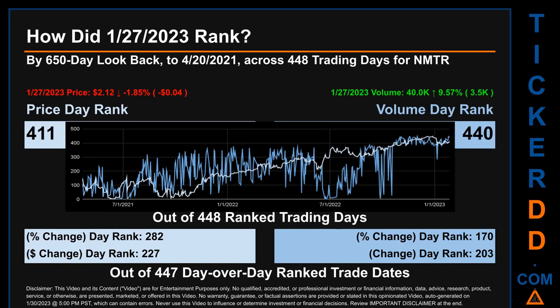The price's day-over-day percentage change, dropping 1.85% on January 27, 2023, had a day rank of 282, while its dollar difference of minus 4 cents had a rank of 227 when compared day-over-day across 447 trading days. Volume's percentage change and difference were ranked respectively at 170 and 203.